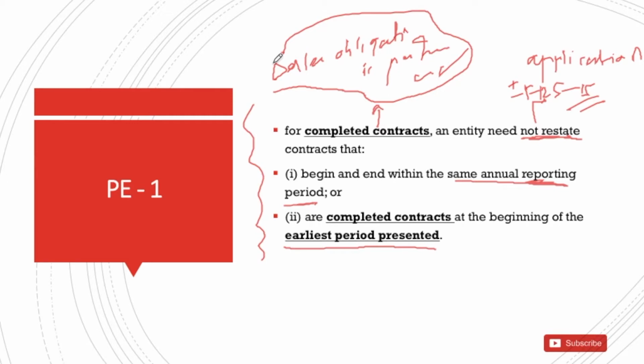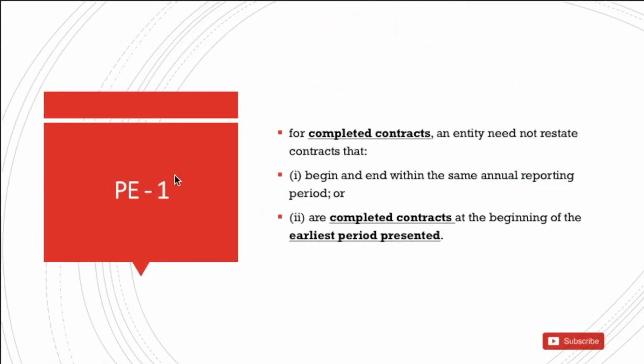And in respect of the second part, any completed contract at the beginning of the earliest period presented, this is primarily a practical leeway provided by the IASB, because sometimes we may have difficulty evaluating all the contracts. Now let's discuss what we mean by earliest period presented. I think it's very important to understand the concept because it's repetitive all across the IFRS 15 standard.